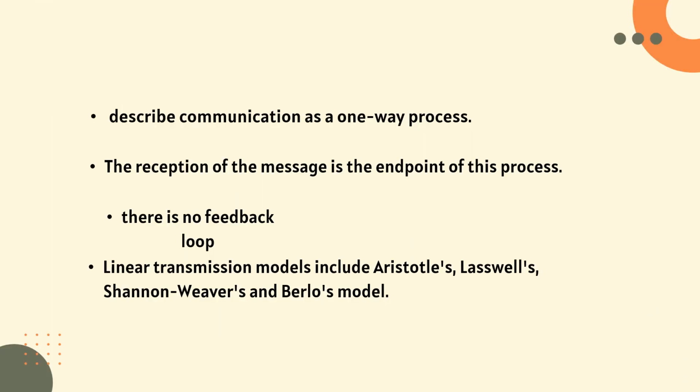Let's analyze the characteristics of linear model of communication. It describes communication as a one-way process. That is, there is no feedback at all, and the receiver is not at all sending a message to the sender. So it's a one-way process. We know that in news channels or in television, the newsreader is reading the news and sending the message to the viewers. So it's a kind of one-way communication, and it's a linear kind of communication.